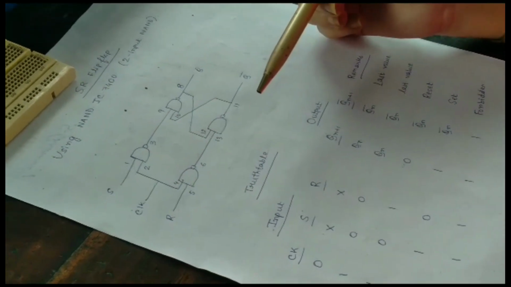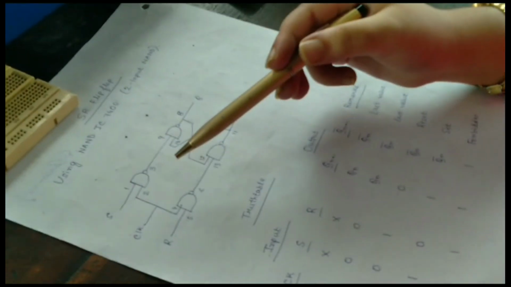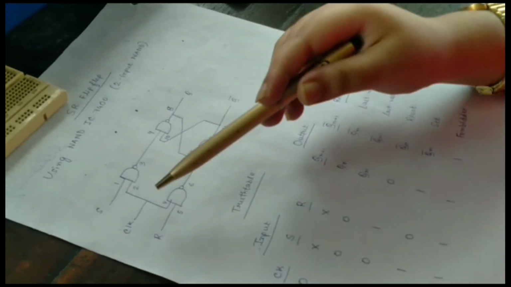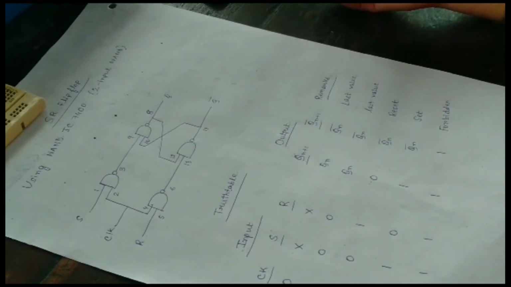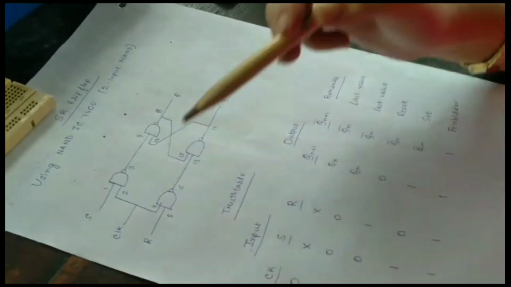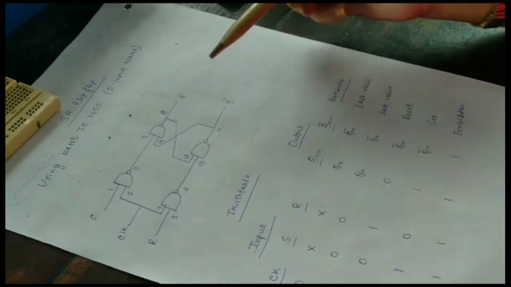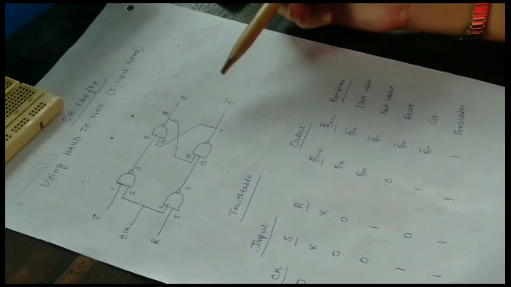This is a 2-input NAND gate. First of all, S and R are the input, and then this clock is also connected. We will see the output from Q and Q bar.